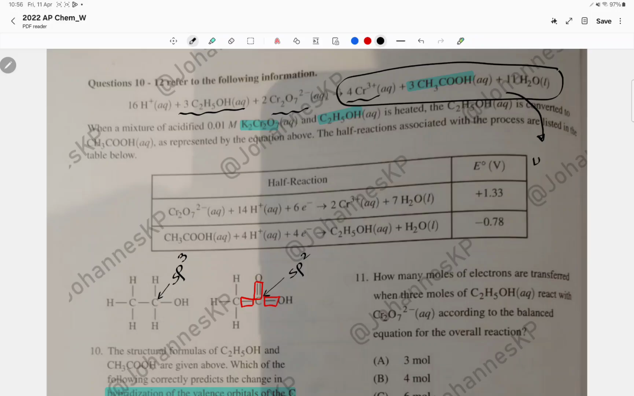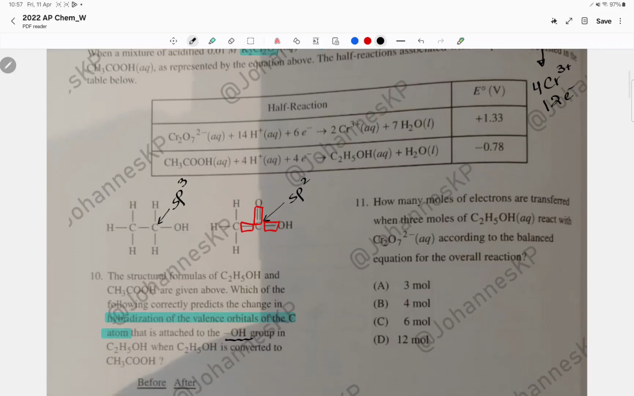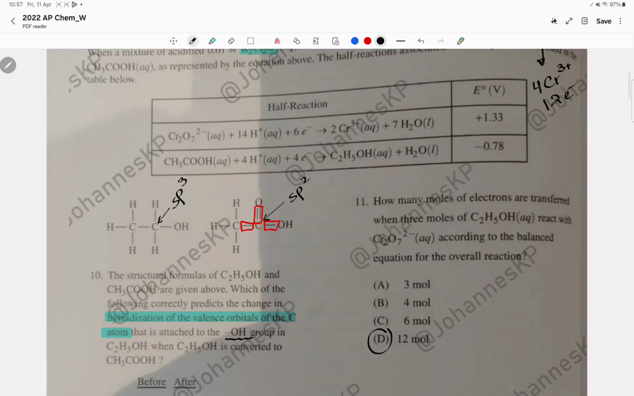So you should think, if I have 4 Cr3+, then how would I cancel that? You should have 12 electrons, right? Because 4 Cr3+ has 12 pluses, so the best way to cancel it is to have 12 minuses. So, can't we just multiply this one by 3? Okay. It says 3 moles, so multiply the whole equation by 3. Basically 4 times 3.